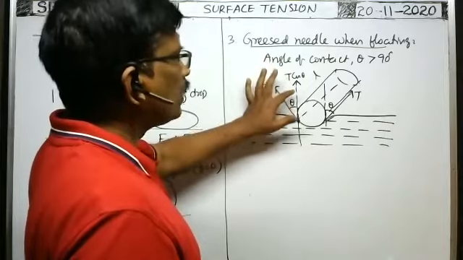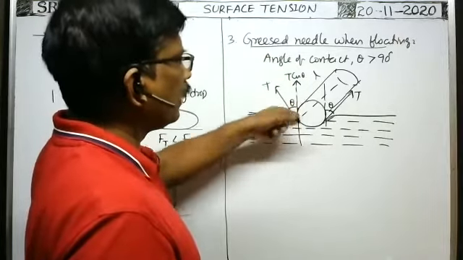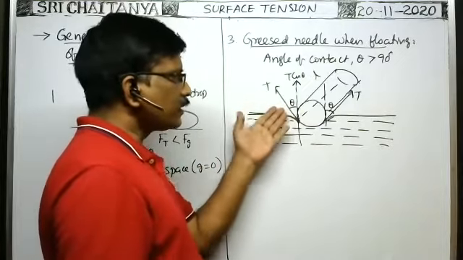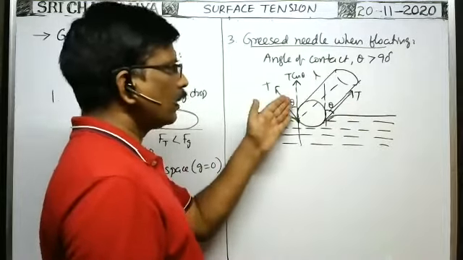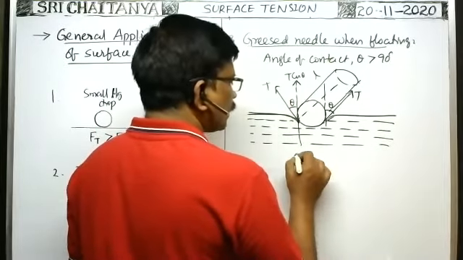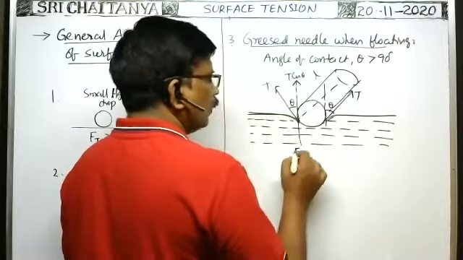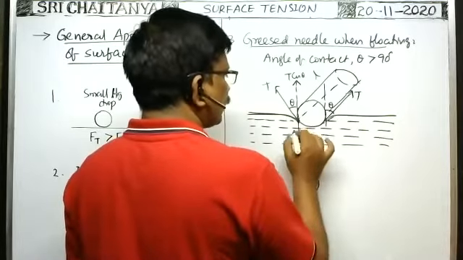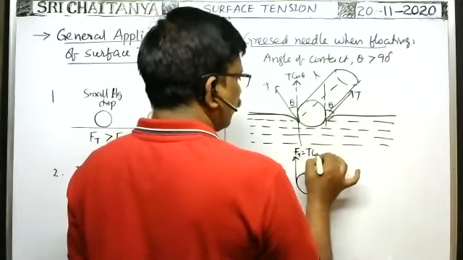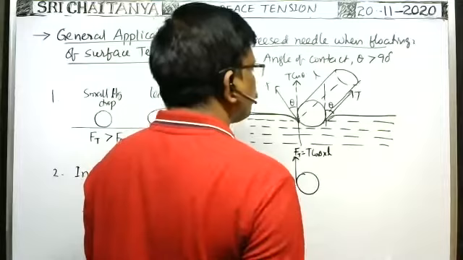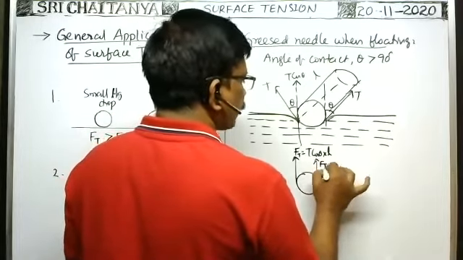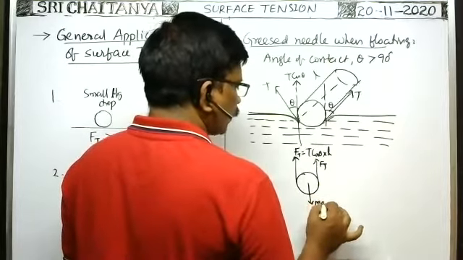Then what is the force due to surface tension acting on the needle vertically upwards? Because the water is in contact with the needle on this side and on this side also. First take one side. Suppose this is the cross section of the needle. The force due to surface tension acting in this direction is Ft equal to surface tension T cos theta into the length of the wire L. In this direction also the same Ft acts, and weight mg acts vertically down.